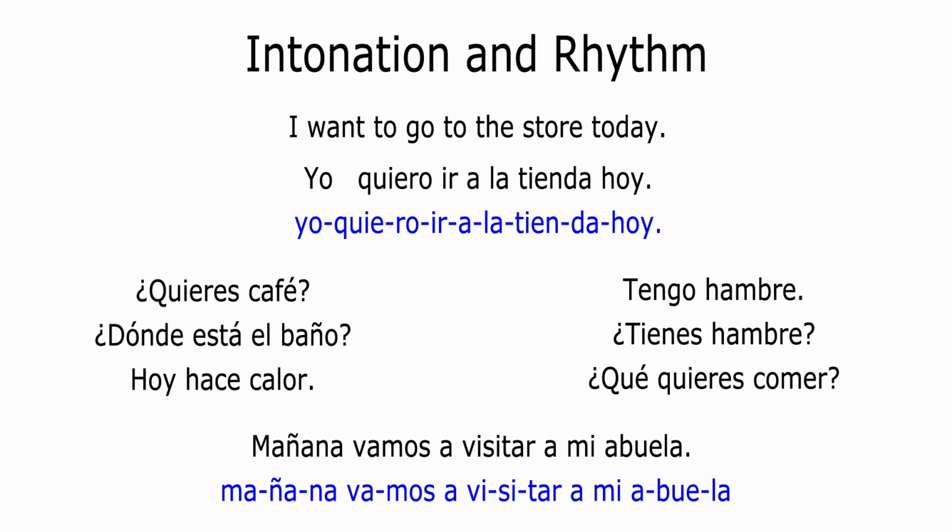So, what is intonation? Intonation is the melody of your voice, the way your pitch goes up and down when you speak. And what is rhythm? Rhythm is how the syllables flow in a language. Now, here's the key difference between English and Spanish.